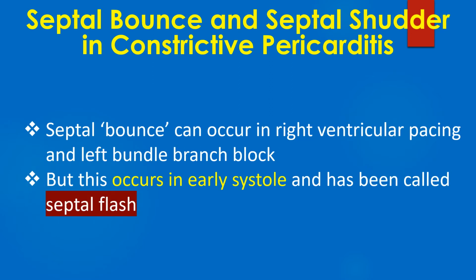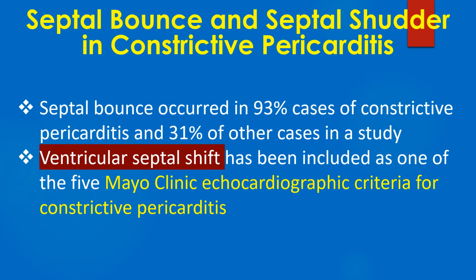study. Quote-unquote septal bounce can occur in right ventricular pacing and left bundle branch block, but this occurs in early systole and has been called septal flash. Septal bounce occurred in 93% of constrictive pericarditis and 31% of other cases in a study.